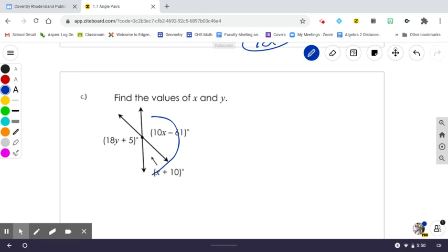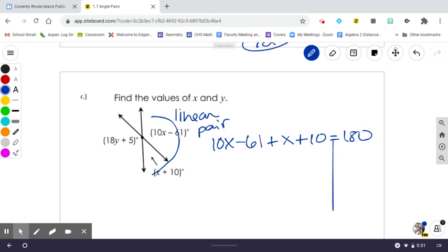So those are a linear pair. And so we're going to add them to 180 and solve. So we're just going to take 10x minus 61 plus x plus 10 and set it equal to 180, because they're a linear pair, which means they're supplementary, which means they add to 180. Then we combine like terms. We have 10x and x is 11x. Negative 61 and 10 is negative 51.